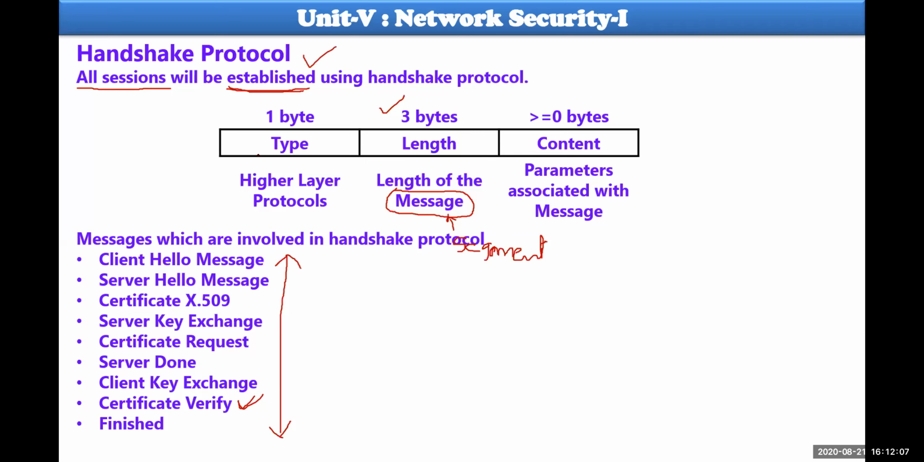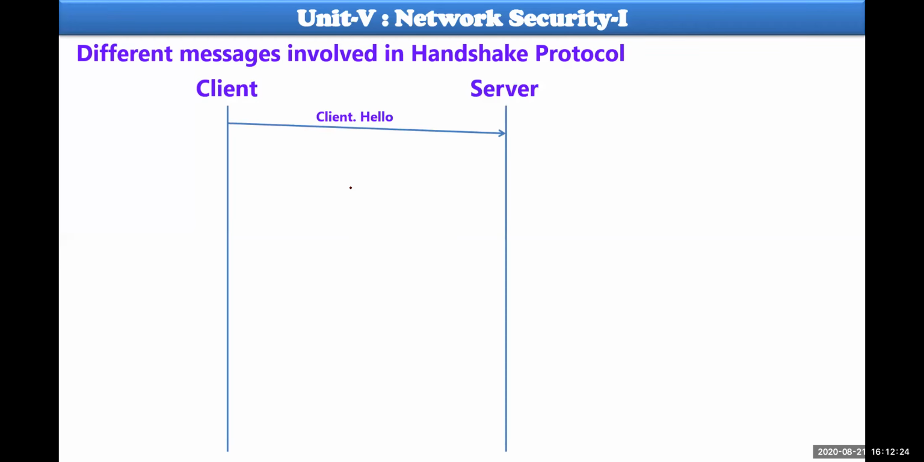Let us have a look at how the segments or messages are passed. This is the timeline of the client and this is the timeline of the server. First of all, the client sends a message, actually a synchronized signal. It is actually a synchronized segment.